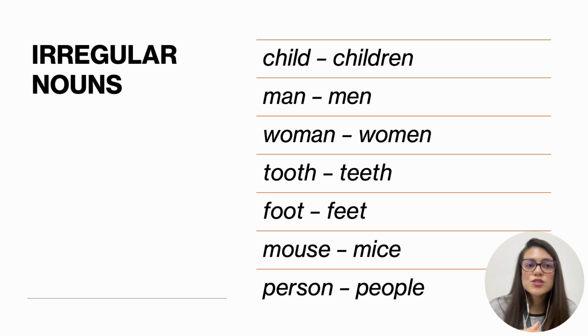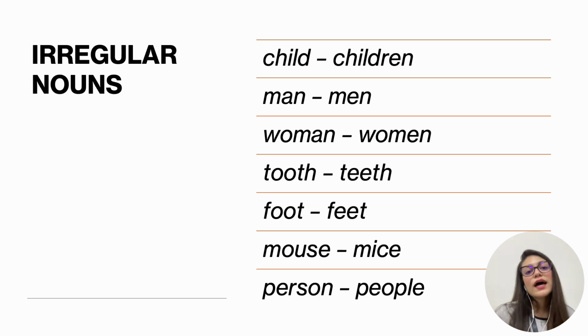But in English, we have some irregular nouns. It means that these nouns are going to change completely in the way that we write them. For example, the singular is child, the plural of child is children, the plural of man is men, the plural of woman is women, the plural of tooth is teeth, the plural of foot is feet, the plural of mouse is mice, the plural of person is people, okay?